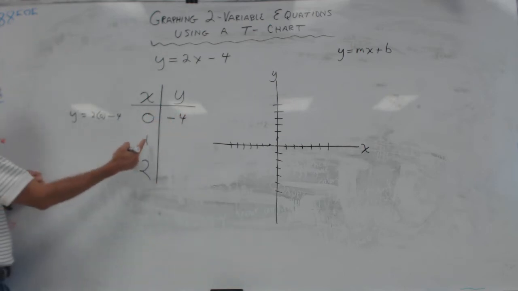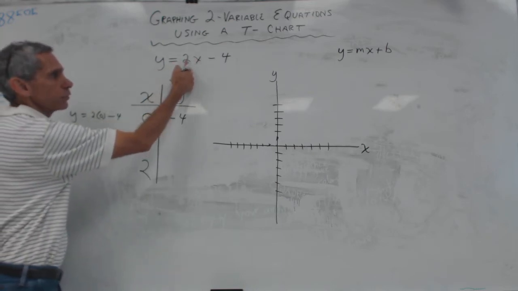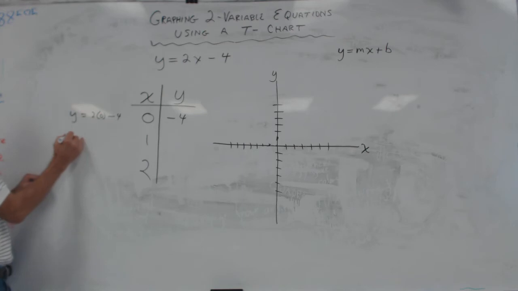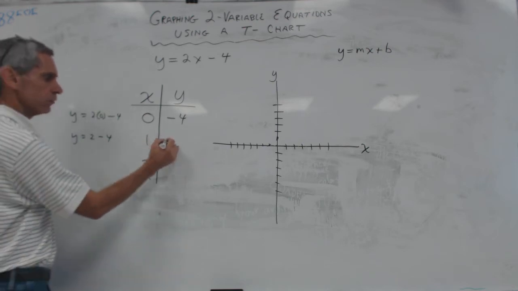Alright, if x is 1, I'm going to replace that x with 1. y is equal to 2 times 1 minus 4. y is equal to 2 times 1, which is 2, minus 4. What is 2 minus 4? -2.